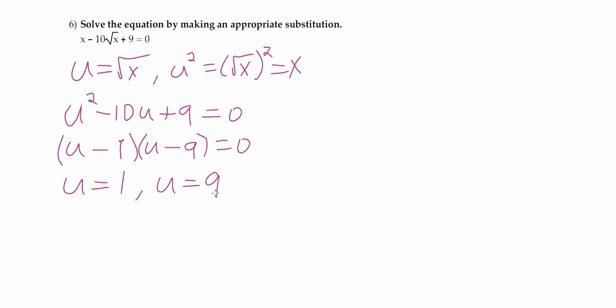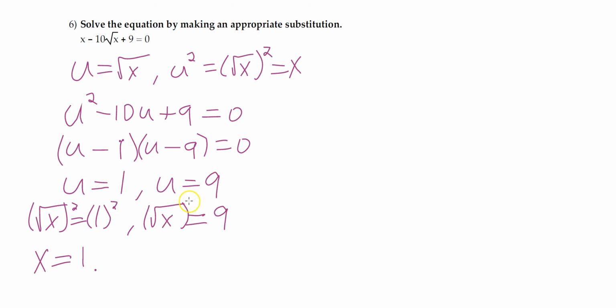Now, warning. This is an x question, so having a u answer clearly is not appropriate. We need to have an x answer. So we go back and recognize that this u is the square root of x. So we actually have the square root of x equals 1, and the square root of x equals 9. To solve these for x, we just square both sides, giving us x equals 1. And here squaring both sides, giving us x equals 81.